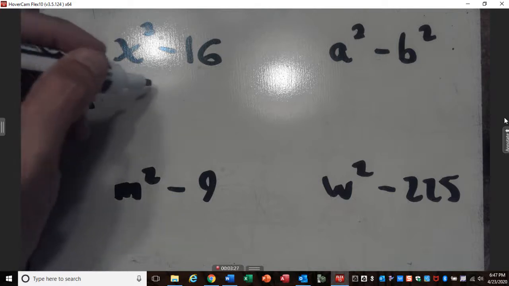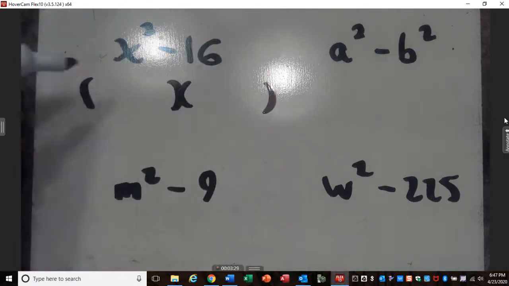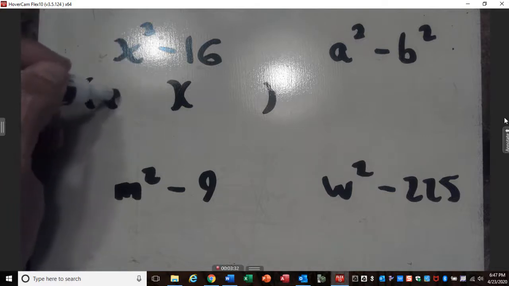So when we factor it, we're going to open two sets of parentheses. We're going to go x squared, so we're going to go x and x.